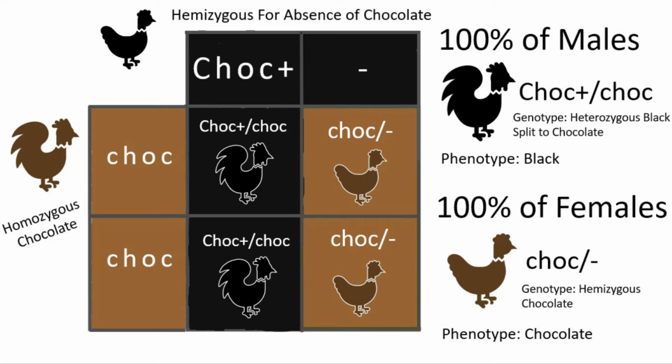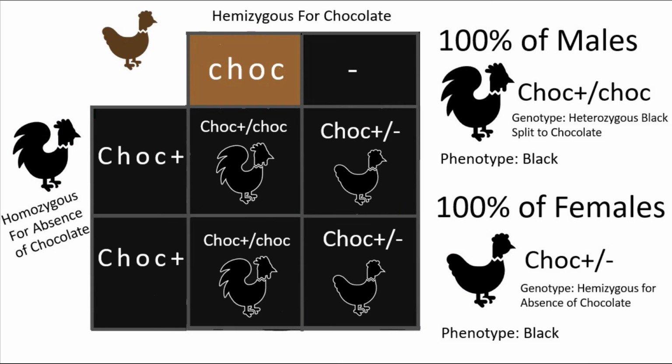100% of the male offspring from this pairing will be heterozygous black split to chocolate. Because male chickens have 2 Z chromosomes, they get 1 Z chromosome from their mom and 1 Z chromosome from their dad. Because their mom is black, they get 1 Z chromosome with black from her, and because their dad is chocolate, they get 1 Z chromosome with chocolate from him. So, to sum up this pairing, all chocolate chicks are females and all black chicks are males.